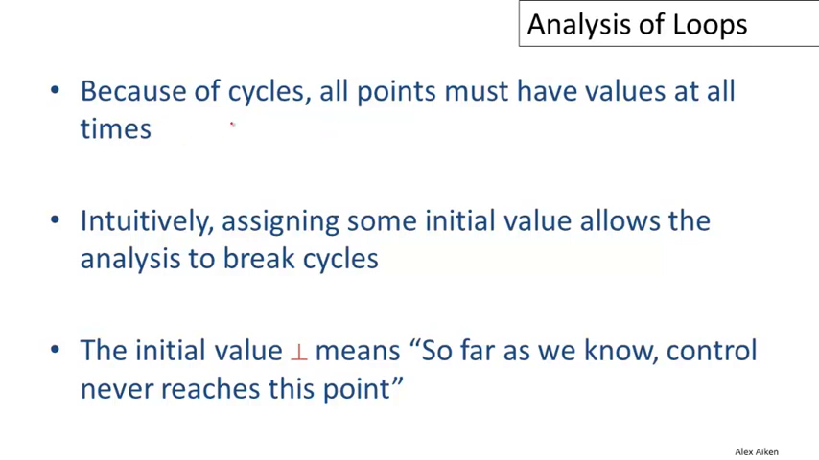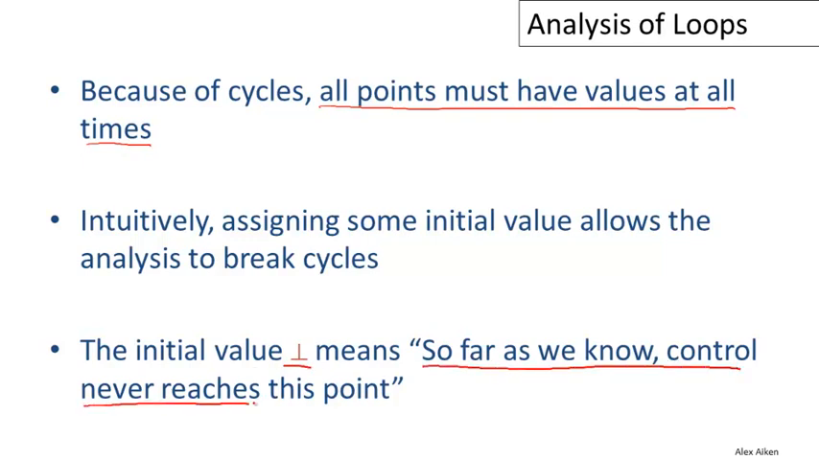So what we're going to do is that because of the cycles, all the program points have to have values at all times. And so we're going to assign an initial value, and that is what bottom is for. And the initial value bottom means, so far as we know, control never reaches this point. Remember this, we said this quite a while ago, several videos ago.